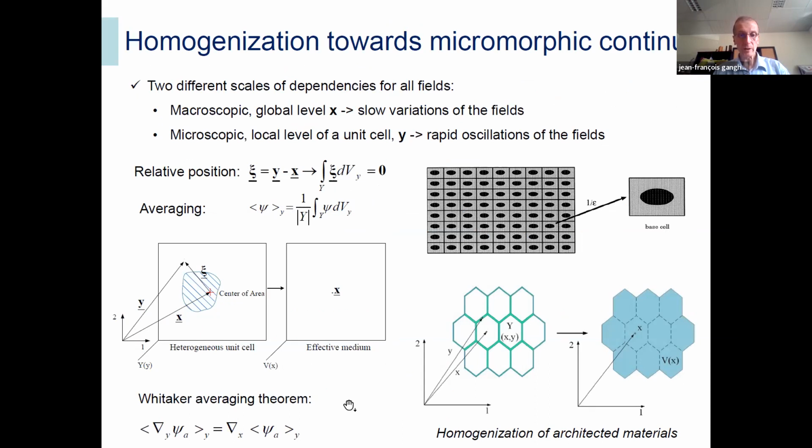Whittaker averaging theorem is of special importance. It says that in case of covariant interfaces, so continuous interfaces, the average of the microscopic gradient of a field is equal to the macroscopic gradient of its average. If there is no continuity of traction, there will be some additional jump terms in this relation. So homogenization of periodic media means that we replace this initially heterogeneous continuum by a homogeneous one with effective properties.